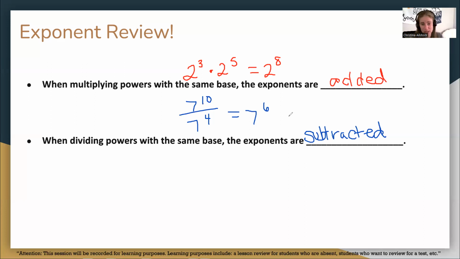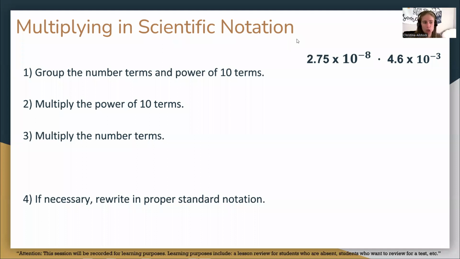We are going to be using them here in a second when we multiply and divide numbers written in scientific notation. All right, let's start out with a multiplication problem. The steps are written out in words off to the left, and then we're going to work it out together on the right. The problem that we're given is 2.75 times 10 to the negative 8th being multiplied by 4.6 times 10 to the negative 3rd.